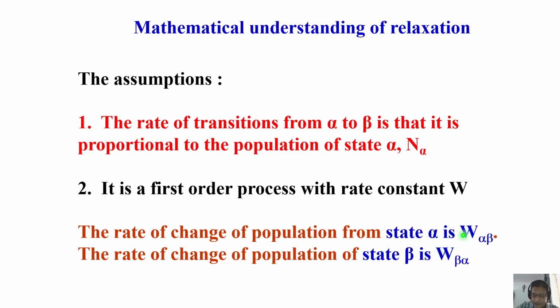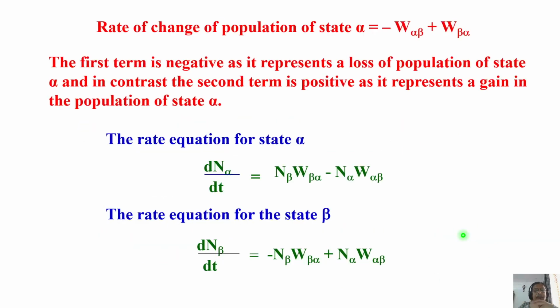Now, with these assumptions, let us try to work out the total rate of change of population of the states alpha and beta. How much is the change of population in alpha state? It is given by the equation: d n alpha = minus W alpha beta plus W beta alpha. What is the meaning of that?